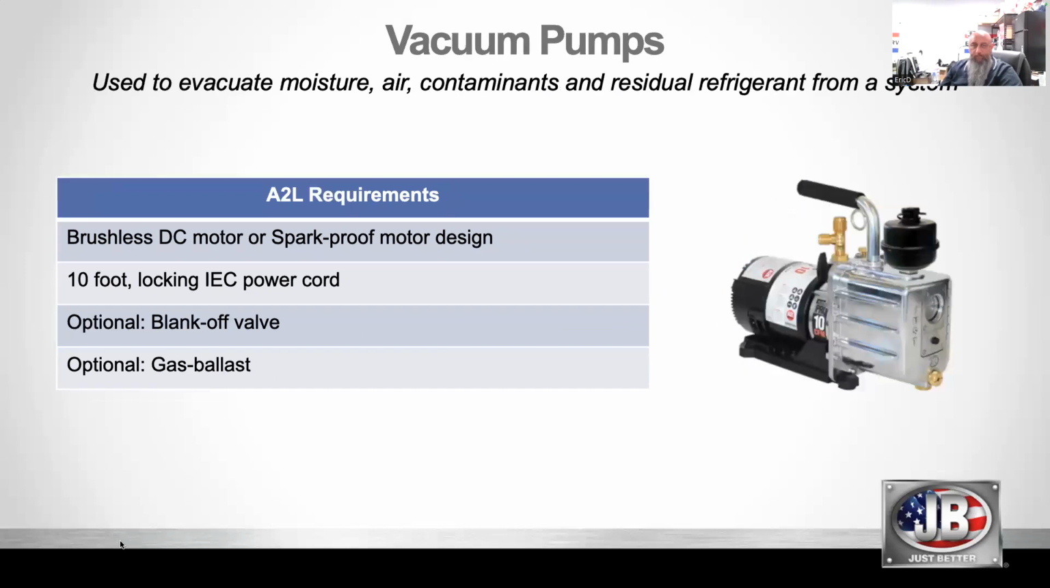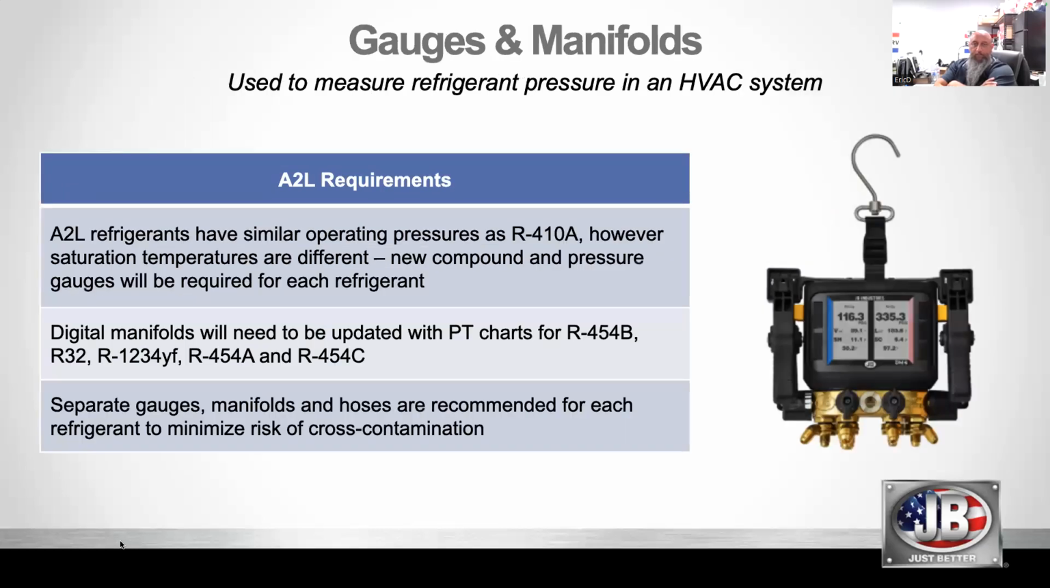Vacuum pumps, spoke about that, same thing, right? Brushless DC motor design, that 10-foot cord. I've got optional here, a blank off valve, and optional gas ballast. Those are like high-end features on vacuum pumps. But again, if you're looking for a new vacuum pump, those are two very useful features to have on it when you are evacuating, particularly because they're calling for a triple evacuation for A2L systems. So there's a lot more work involved in evacuating a system. I'll touch on that a little bit later.